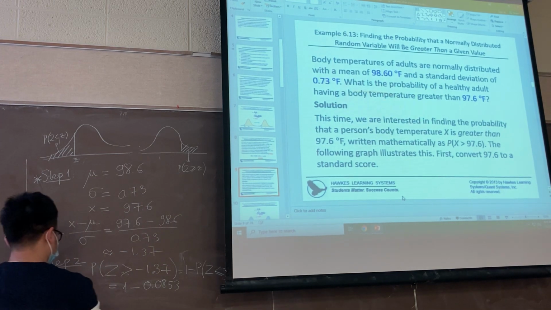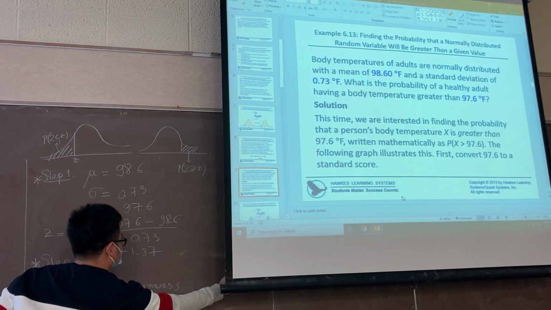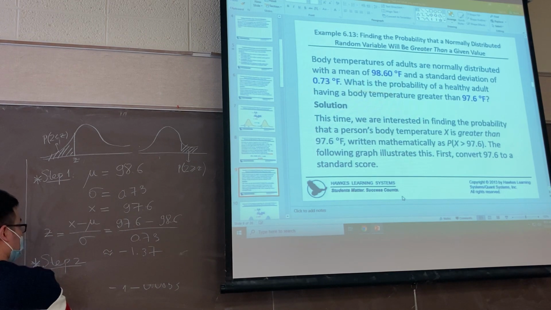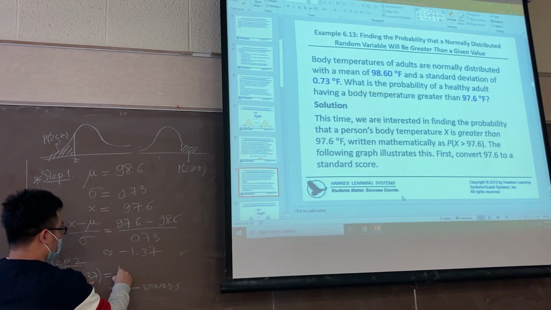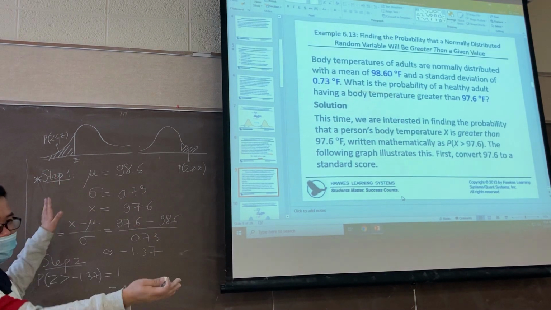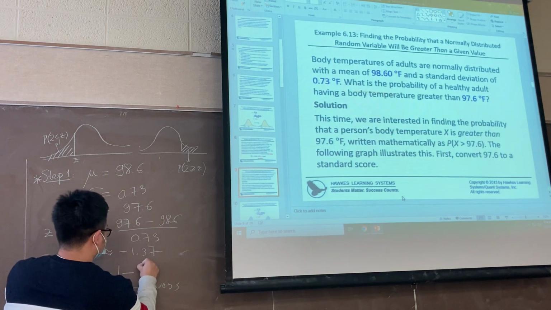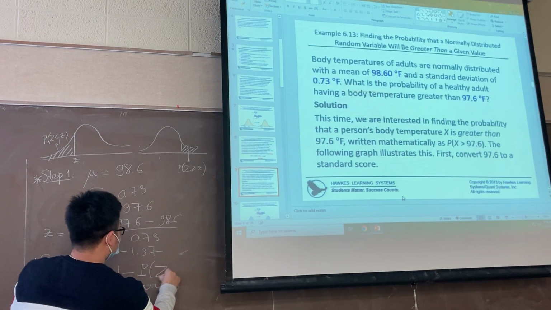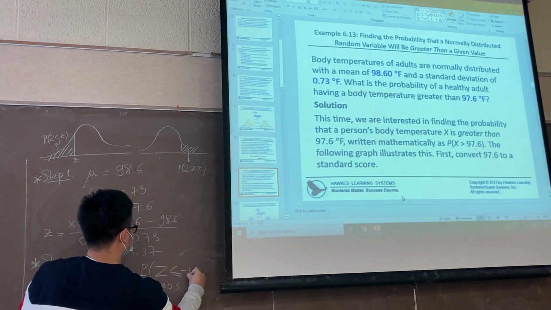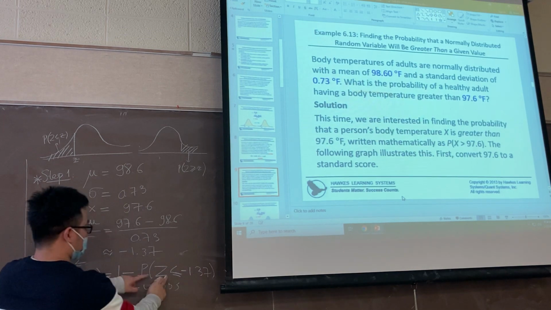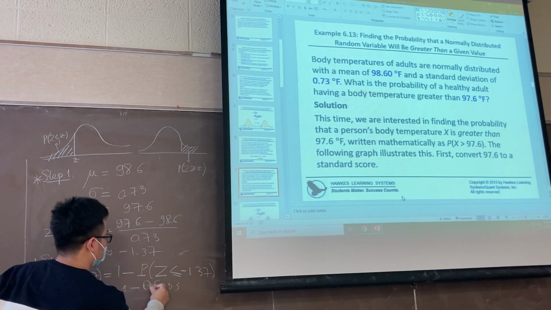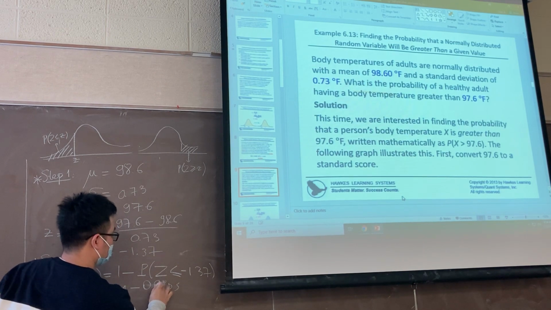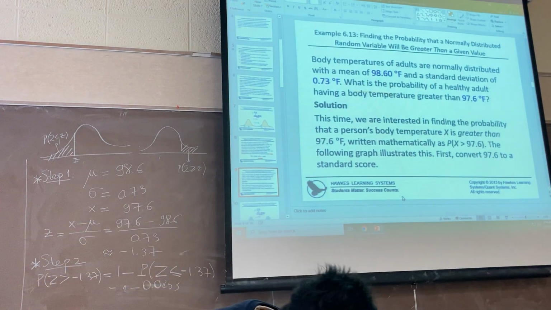I will write it down here for you to understand. The probability of z greater than this number is equal to 1, because the total area is 1, minus the probability of z less than or equal to this number. And the probability of z less than or equal to this number is equal to this value. How much?